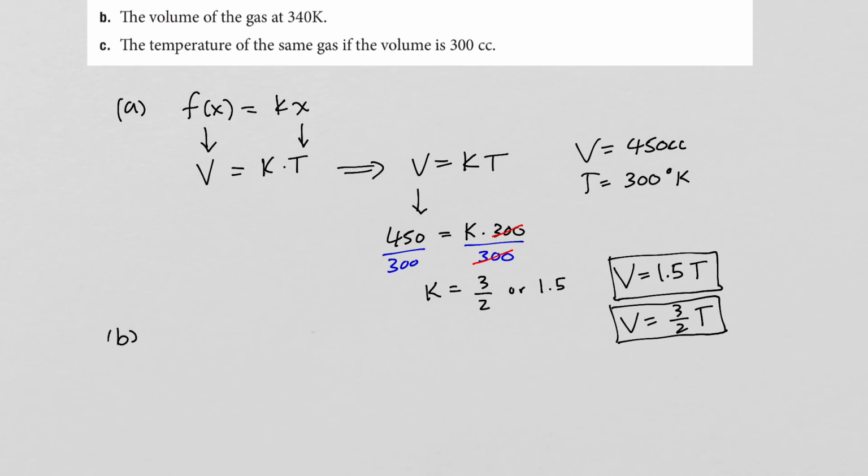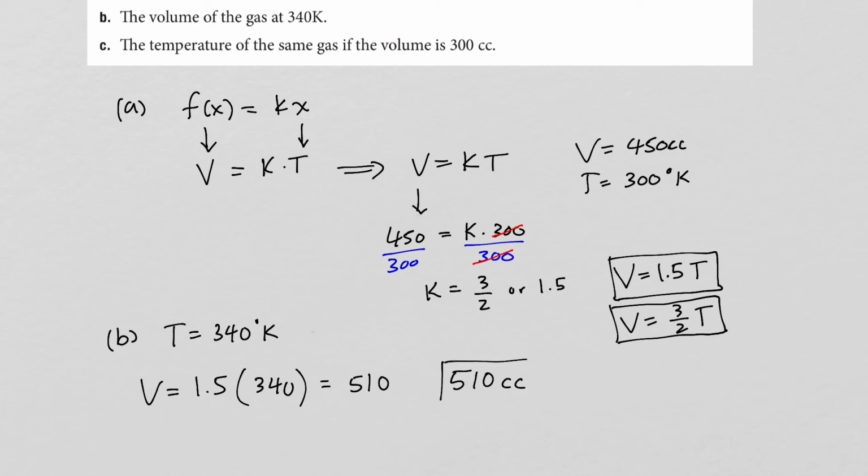Now in part B, it says to find the volume when the temperature is 340 degrees Kelvin. So volume is equal to 1.5 times the temperature. So all I'm doing is taking the temperature value and plugging it into the equation. And 1.5 times 340 is 510. So the answer here is 510 cubic centimeters is the volume when the temperature is 340.